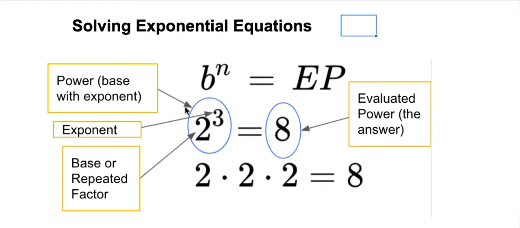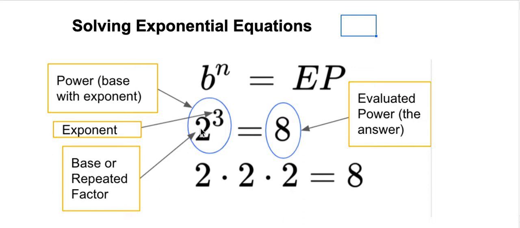So just a quick review. Remember, if we have 2 cubed equals 8, the 2 is a base or the repeated factor, and the 3 is the exponent. All taken together, the 2 and the 3, or 2 to the exponent 3, or the third power of 2, is called a power. When you get the answer to that power, that's called an evaluated power.